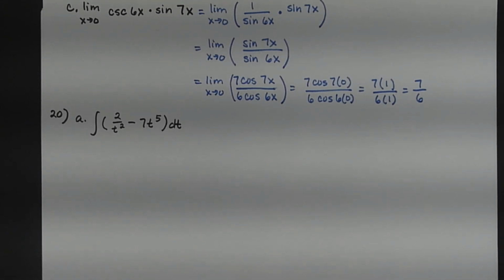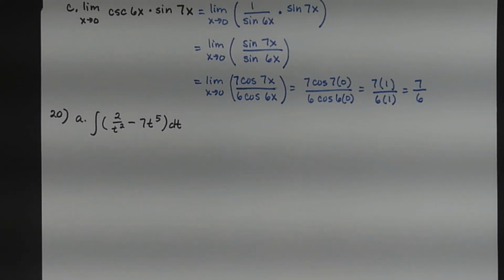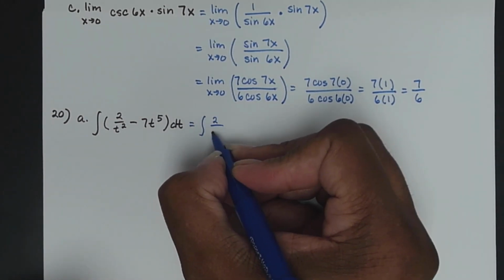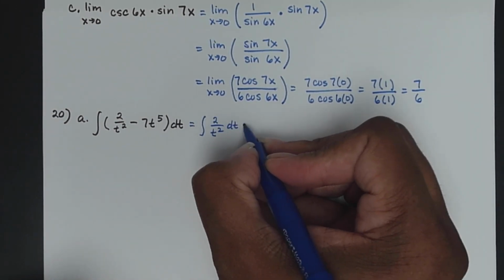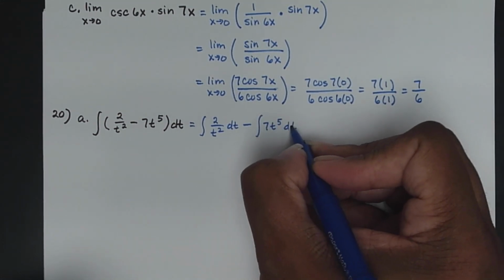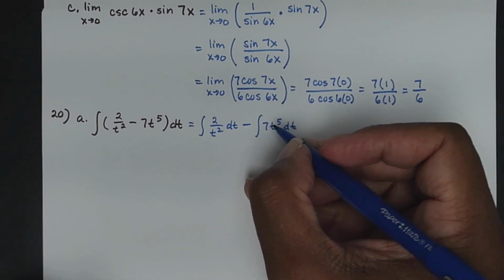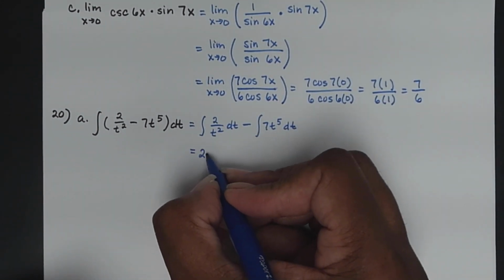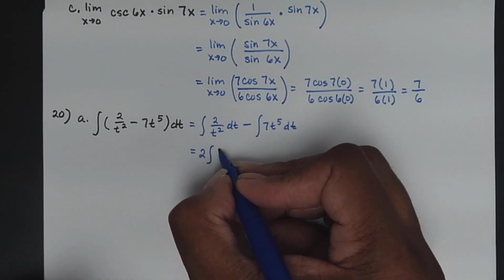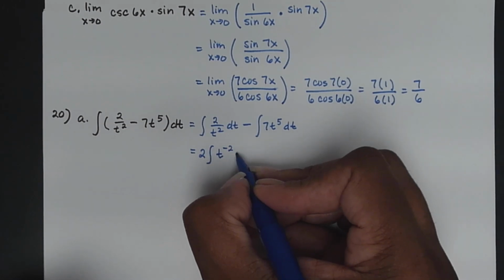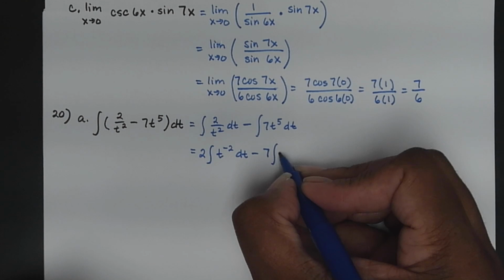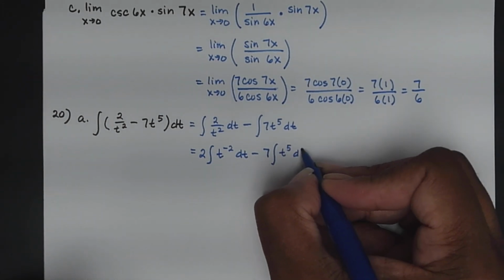So what we're going to do here is just break this apart into 2 separate integrals, since I got the minus sign in between. This will be the integral of 2 over t squared dt minus the integral of 7t to the 5th dt. And I have a constant of the 2, so I can pull the 2 out in front, so it'll be 2 times the integral of, and I'm going to pull that t squared out of that denominator and make that t to the negative 2 dt minus, now I can pull the constant of 7 on the outside. That'll be 7 times the integral of t to the 5th dt.